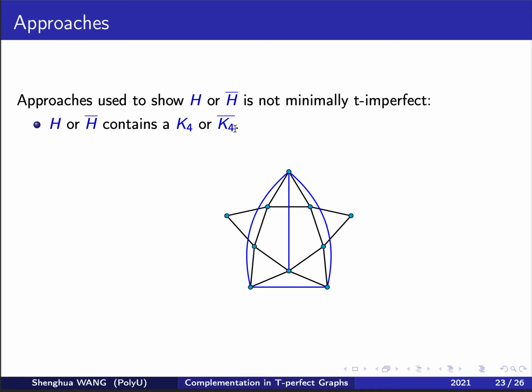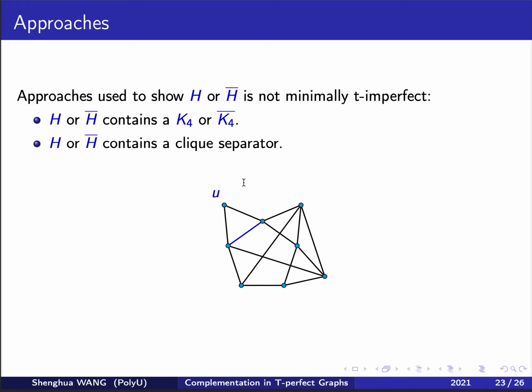Now we show some approaches we use to show H or its complement is not minimally T-imperfect. By assuming some potential edges exist in the graph, we may obtain a graph H or its complement that contains a K4 or the complement of K4. Kawata showed that a minimally T-imperfect graph cannot contain a clique separator. Therefore, if we could show that H or its complement contains a clique separator, then they will not be minimally T-imperfect.